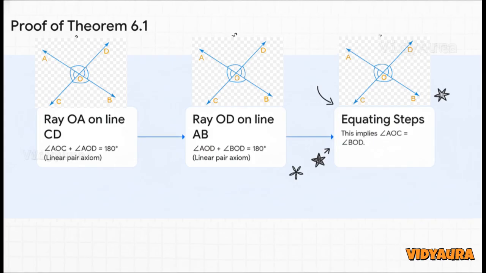And what are we left with? Angle AOC equals angle BOD. Boom, we just proved it. Vertically opposite angles are equal.